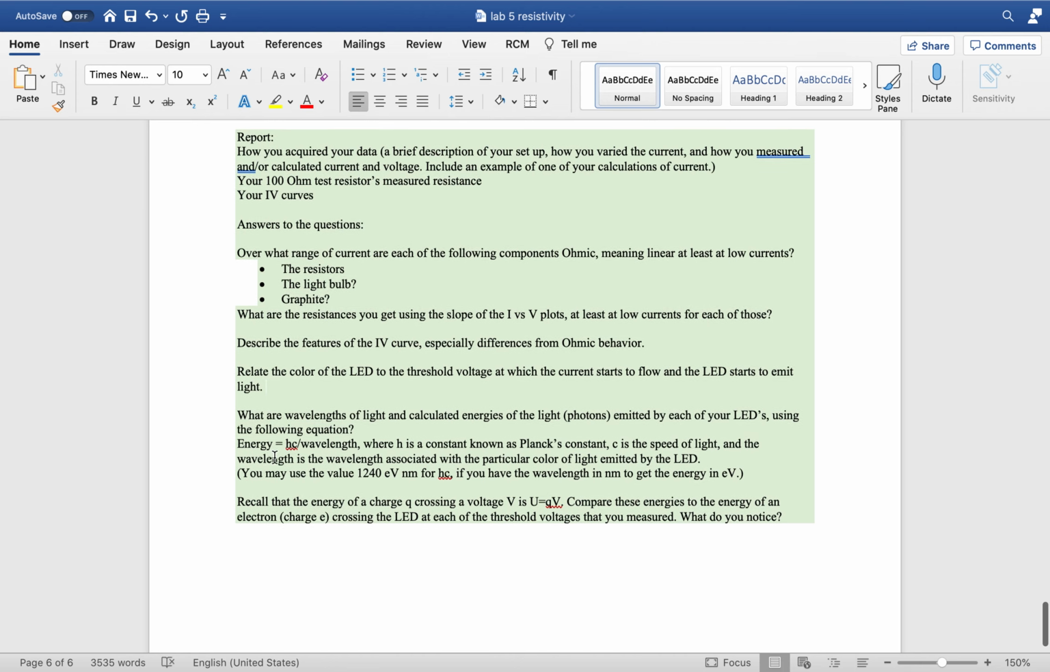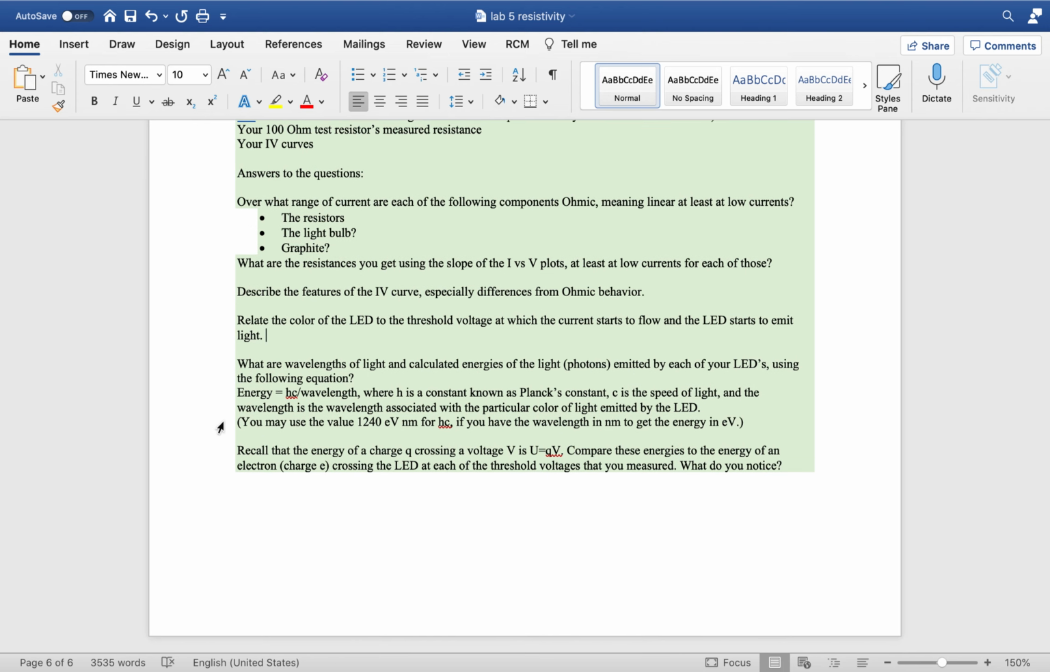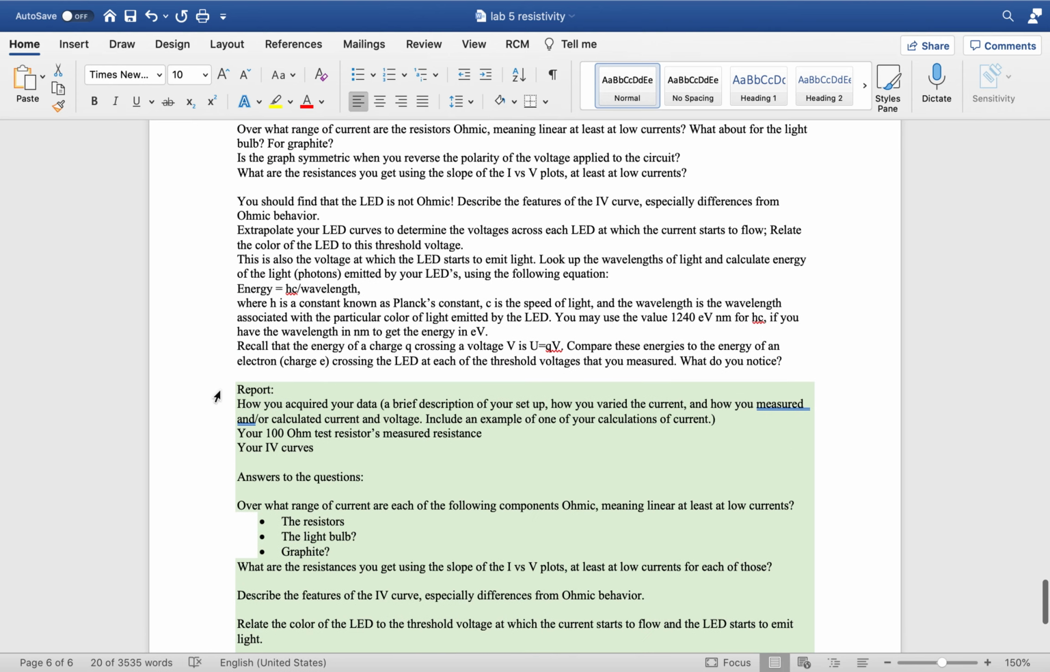Oh, students are also supposed to calculate. This part I think I didn't mention here. So this is new for them. They have to find the voltage at which the LED starts to emit light, look up the wavelength of the light, and calculate the energy of the photons emitted by your LEDs using the following equation.